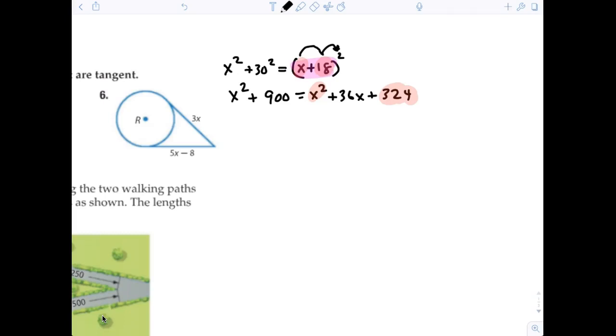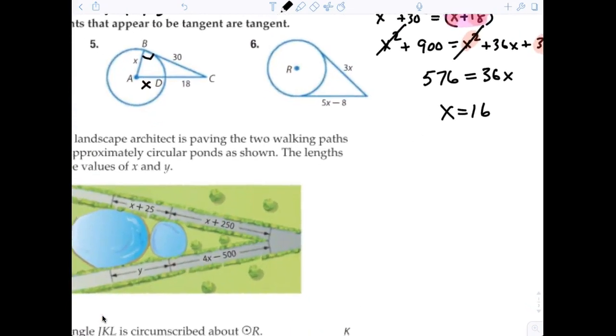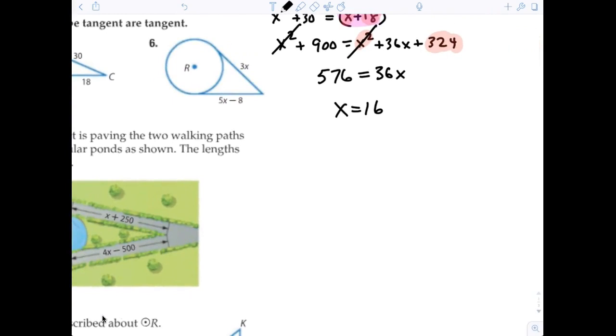So now what happens to the x squareds? They cancel out. So 900 minus 324, 576, is equal to 36x. So divide that out. I think it's 16. Anybody agree with that? Now you just have to go back and make sure that you answer the question. It says find x. So that's all we had to do.